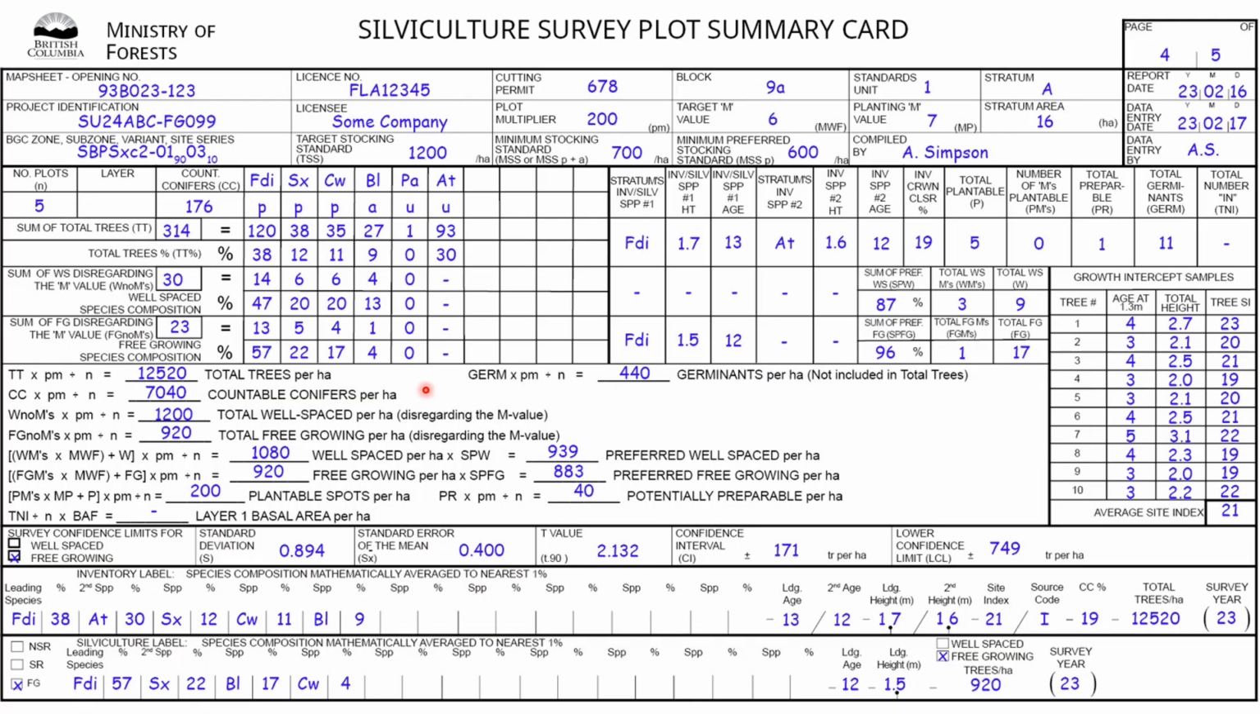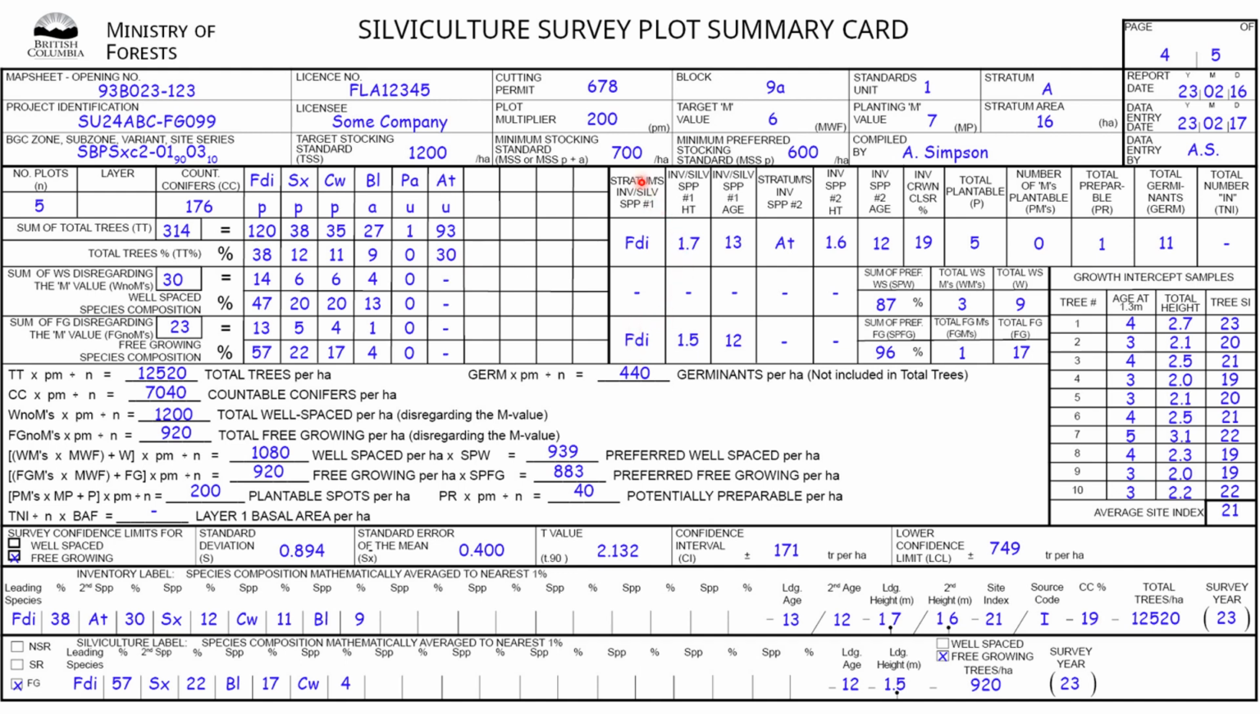All right, here's the new FS 659 Silviculture Survey plot summary card. And you can see that there's far more space to calculate the different elements of the inventory label. So for example, you can sum your species tallies, and this is either tree counts or number in right here, and calculate your species composition in the row below.